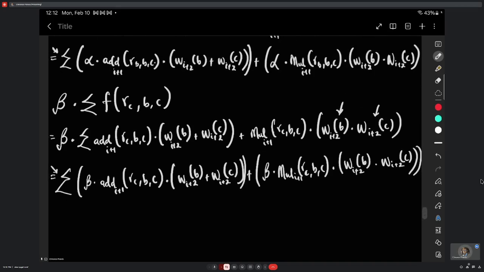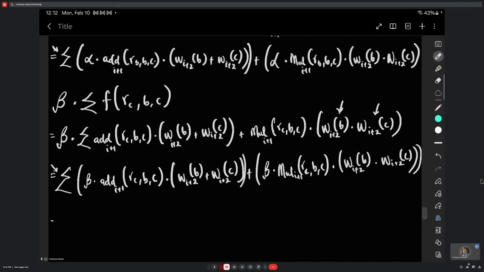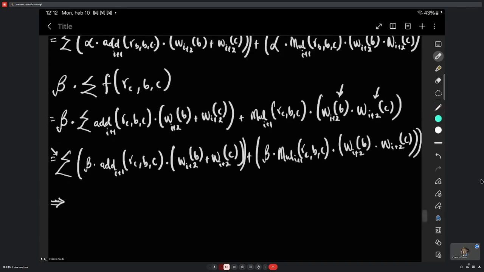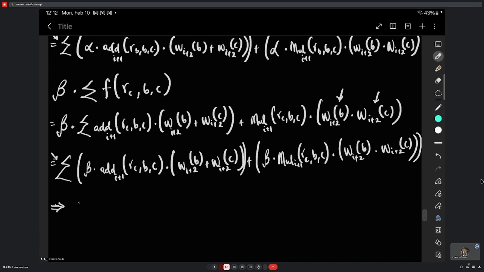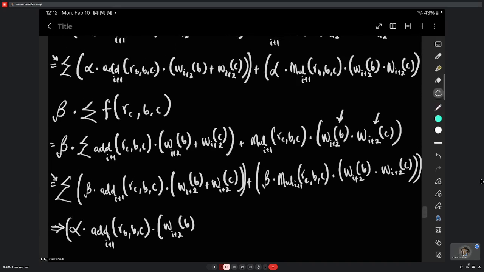So let's write that out. Equals alpha, so that will be alpha add I plus 1, add I plus 1 into RB BC, right? Plus WI plus 2 you are B. Are you rewriting it? Yeah, I'm writing it so that we can be able to see. Is there any need to write it? Yeah, just copy it, maybe print it out.